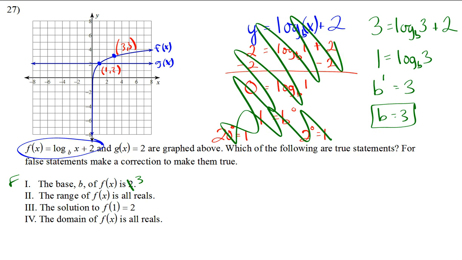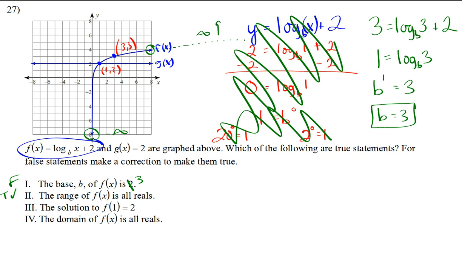Okay, what about the range? The range of f of x is all reals. See where this arrow is pointing? It's pointing down. It's going to go that way forever. There's your negative infinity. That's part of our all reals. Range, we're talking about the y values. And then this arrow, although it is flattening out, it's going to keep going up. It's just not going to go up as quickly. This thing is going up towards infinity. So the range is all reals.